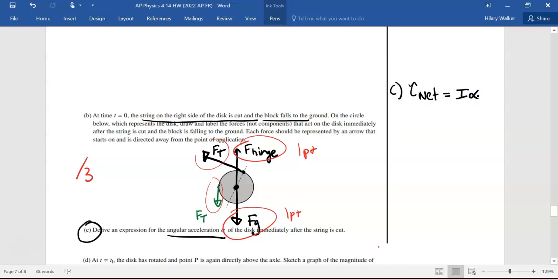So what force makes this rotate? Gravity is applied at the center of the object. That's not going to make it rotate. The hinge force is applied at the center of it. That's not going to make it rotate. The tension force is applied tangentially, so that's going to make it rotate. And again, the torque is a force times an R. So this is just going to be Ft times R equals I.